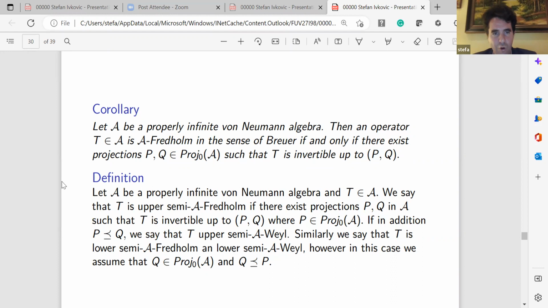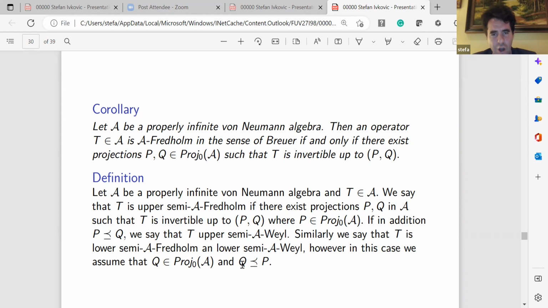Also, now we are able to define semi-A Fredholm operators. So if A is a properly infinite von Neumann algebra, then T is upper semi-A Fredholm, and this is now my definition, if there exist projections P and Q in A such that T is invertible up to P and Q, where P is a finite projection. So not necessarily Q, but P. If in addition we require that P is related to Q, in the von Neumann sense, then T will be called an upper semi-A Weyl operator. And similarly for lower semi-A Fredholm and lower semi-A Weyl, only here you change the roles, so Q will play the role of P. Q will be a finite projection and Q will be related to P.